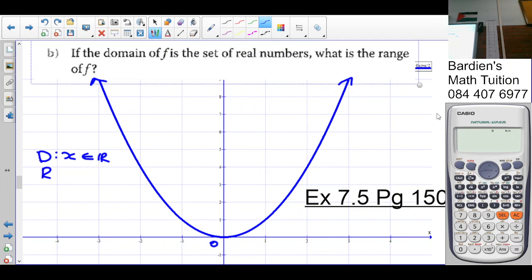y has to be, is this more than or less than 0? Okay, y has to be more than 0. Does this graph exist at 0? Yes. So y is equal to 0 as well. You guys understand? The next question.